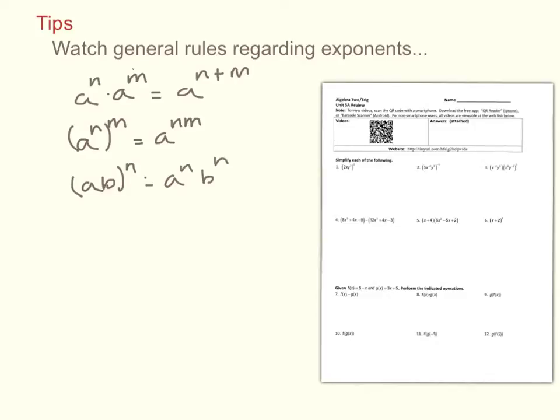Be careful with that property because a lot of times students want to distribute the n across a plus sign, and you can't do that. If it's a plus b to the n, you have to take a plus b times itself however many times n is. If it's a plus b to the second, it'd be a plus b times a plus b. So don't get confused. Don't distribute that.